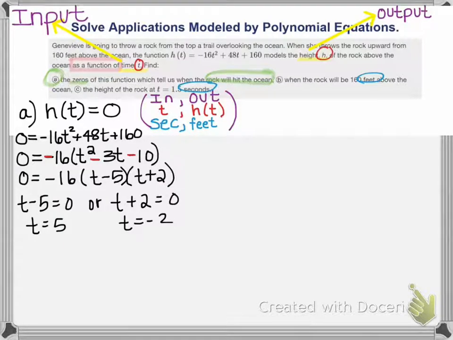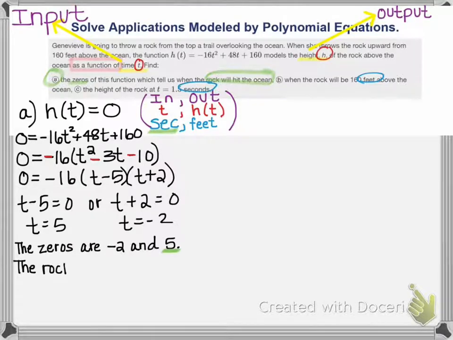Now I'm going to go back up to that ordered pair that I labeled in the beginning. My t values, remember, stand for seconds. So think about this. This is telling me something happened either at 5 seconds or negative 2 seconds. Well, negative 2 seconds doesn't really make sense. So when we interpret our answer here, we are going to discard that negative 2. But in terms of the zeros, the function has two zeros. So the zeros of the function are negative 2 and 5.